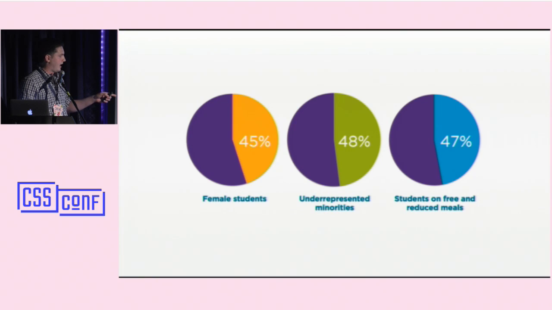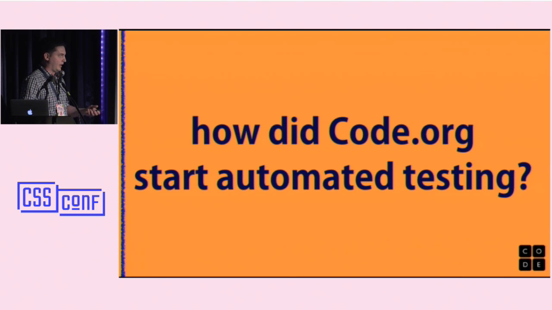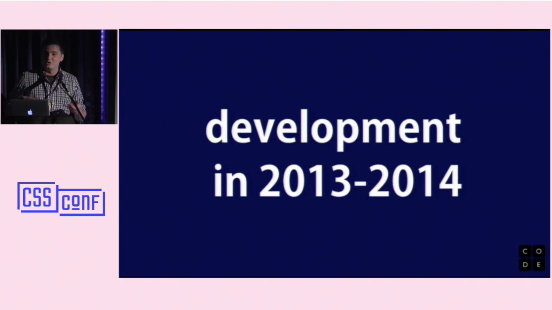The cool thing is that because we're in schools and during the school day, we have a student population that reflects the real population. It's not just people who have computers at home or can make it to an after-school program. It's actually in the school day. So that's very cool. So how did code.org start automated testing? How might you start automated testing?